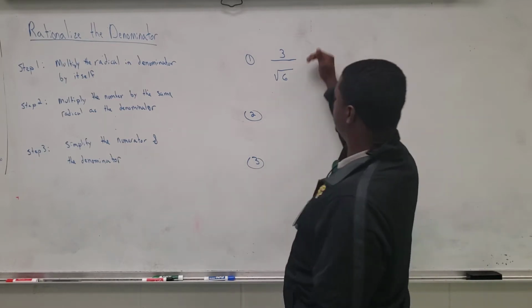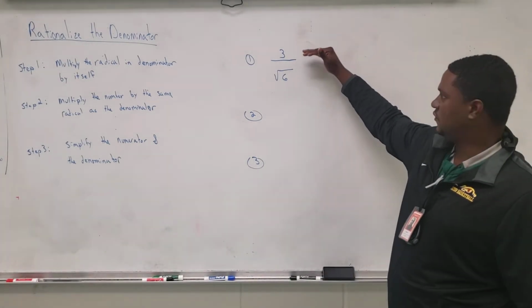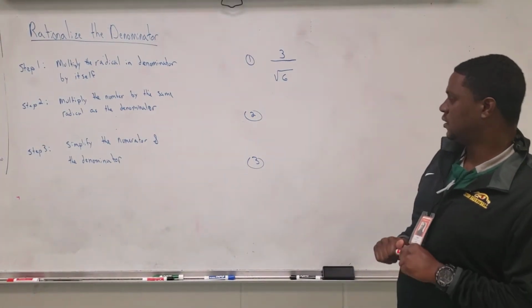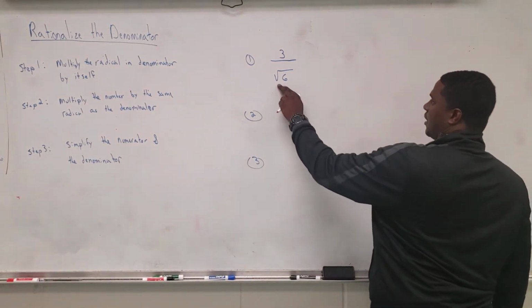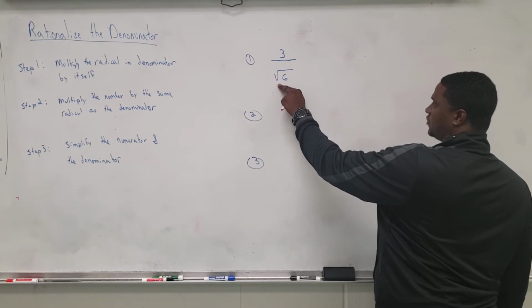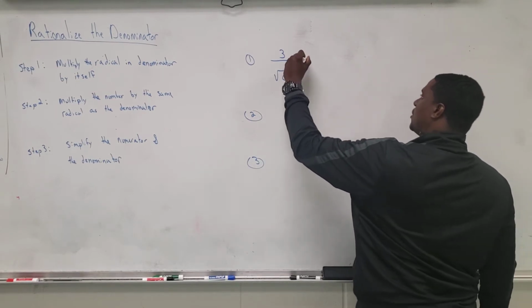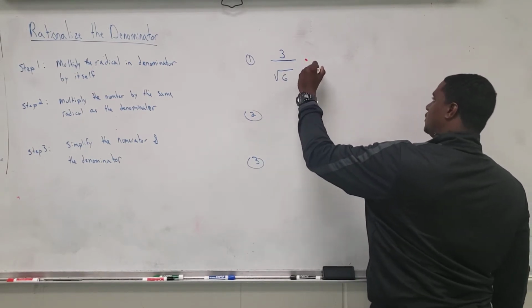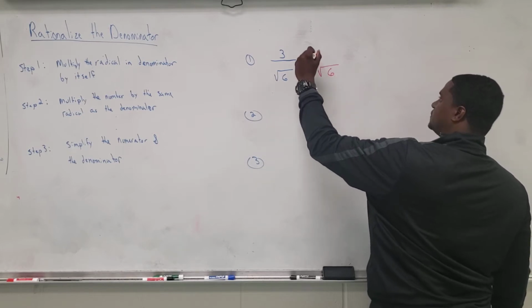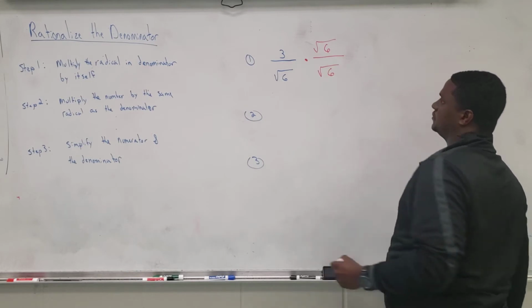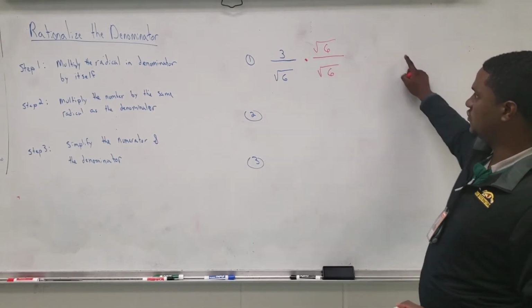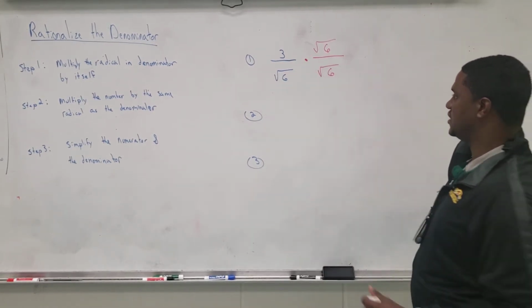So let's take a look at this. 3 divided by the square root of 6. All right, the first step: my radical in the denominator is the square root of 6. So I'm going to multiply the square root of 6 by the square root of 6. Also, I'm going to multiply the numerator by the square root of 6. And then I'm going to multiply straight across. 3 times the square root of 6.